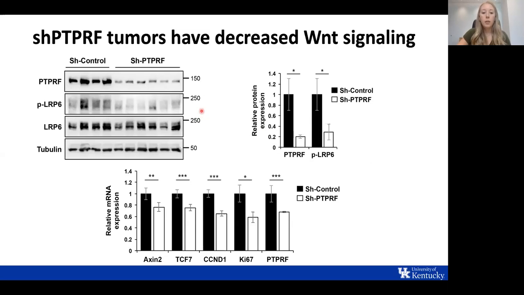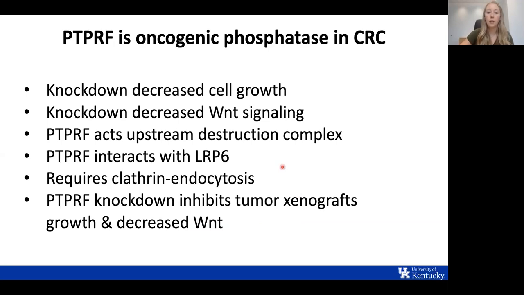We then analyzed these tumors and showed the knockdown of PTPRF here, as well as the decrease in phospho-LRP6 expression. This is quantified here as PTPRF levels, as well as a decrease in phospho-LRP6. So this was replicated in tumors as well as in cells. We then used qPCR to look at Wnt target gene expression of the tumors, and we see that there are Wnt target gene decreases. This suggests that PTPRF does have a function in Wnt signaling, acting as an oncogenic phosphatase in colorectal cancer.